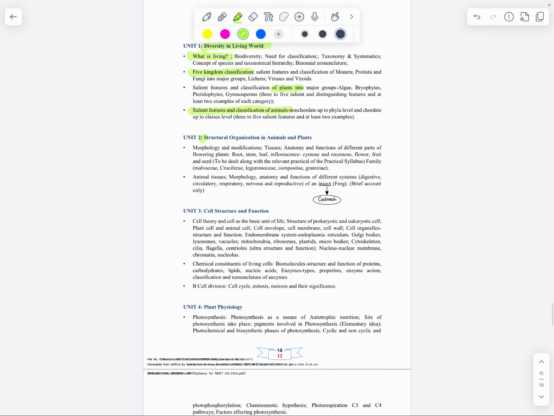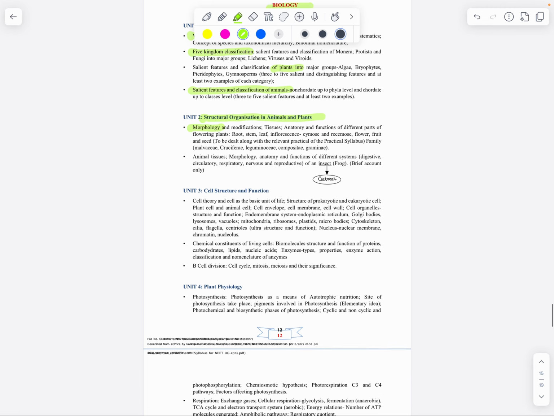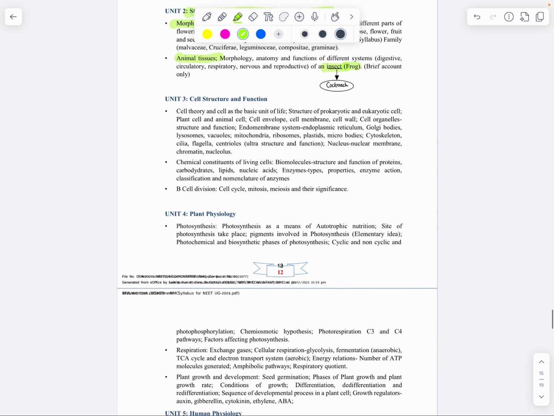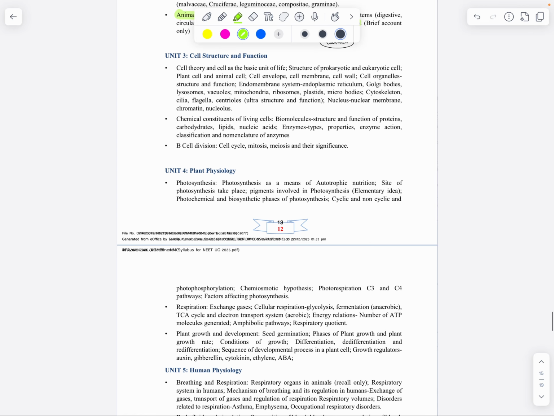The second unit is structural organization in animals and plants. The first chapter is morphology in flowering plants. The second chapter is animal tissues and the different systems of an insect, that is cockroach, and frog. You have to do both the topics. The next is cell structure and function, the cell theory, the biomolecules chapter and the cell division chapter.